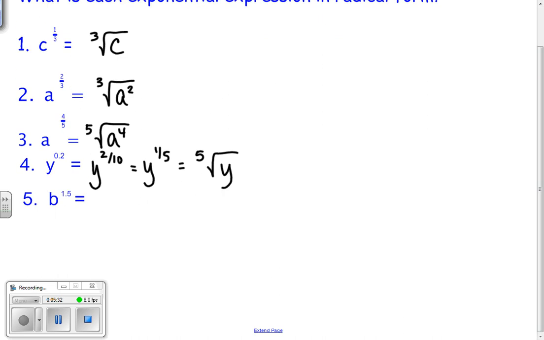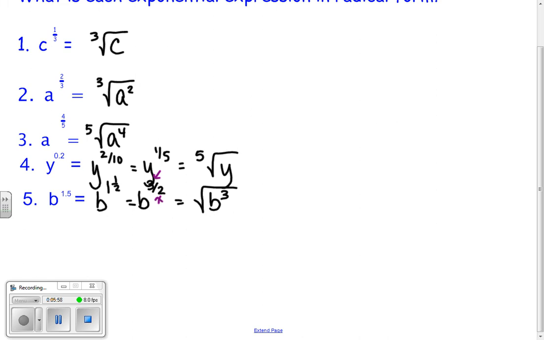In letter B, 1.5 is the same as 3/2. The calculator will change a mixed number to an improper if you need it to. So this ends up being the square root of b cubed. Now, this is really important, something you're going to have to keep an eye out for. Anytime the top number, in this case 3, is larger than the bottom number, you can simplify it.